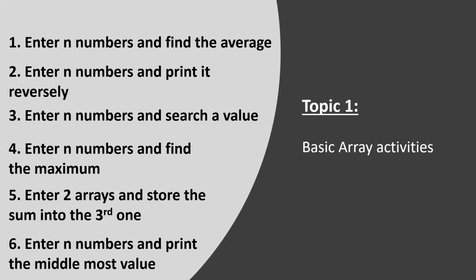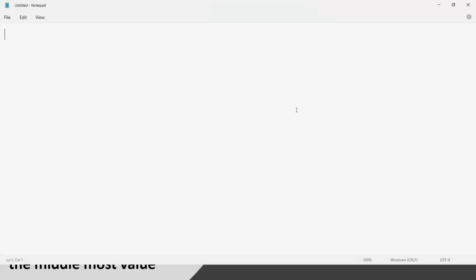The last one here: enter n numbers and print the middlemost value. Suppose I have 10, 20, 30, 40, 50, 5 variables. So the middlemost is always this one. If I have 5 variables, the middlemost is at position 2. If I have 60, 70, 7 variables, which one should be the middlemost? 0, 1, 2, 3. So 40 is in the middle. In case of 7, it is position 3. Why 3? Because once again, the array starts with 0.